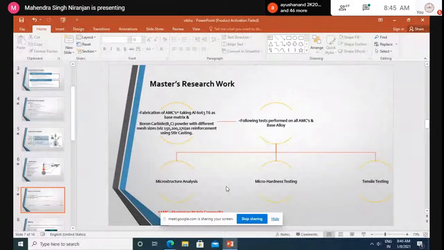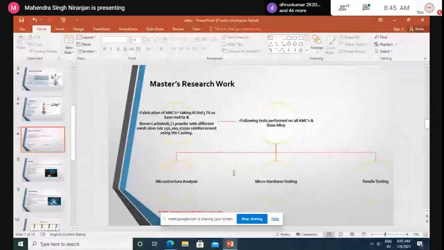microscopically all the elements of the constituents in the composite. We study the microstructure of this composite. Now, this is all about this composite material. These are the applications.